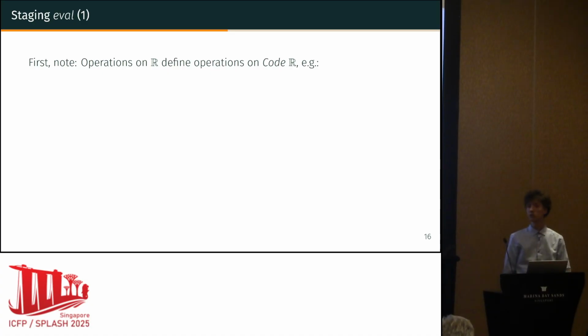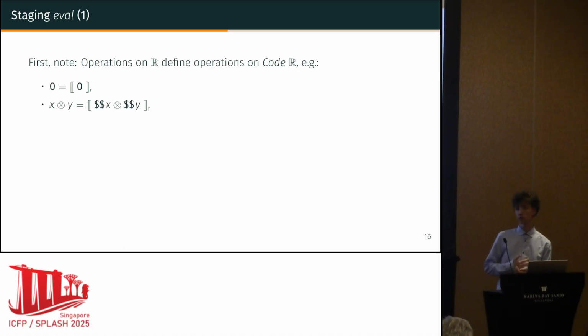To stage the evaluator, I'll first note that the operations on numbers quite directly induce operations on code. In particular, I can just write the zero of code as the code of 0, and if I want to multiply two pieces of code, I can just put a multiplication sign between them. And in effect, this turns code into a number, and numbers are things I can evaluate into. Here's an example: if I multiply 2 and 3, you get 2 and 3.